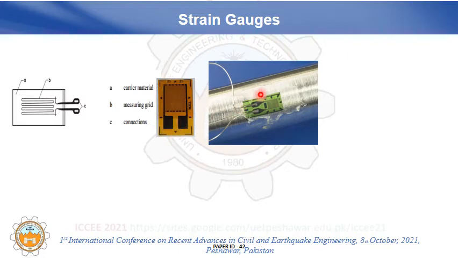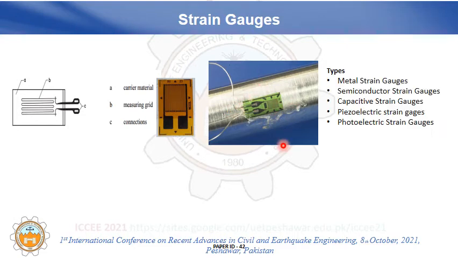This strain gauge is installed on the material to be tested. It should be noted that the strain gauge should make a perfect bond with the material to be tested so that 100% transfer of strains occurs. For this purpose, we use special adhesives. There are five types of strain gauges. One is the metal strain gauge, then the semiconductor strain gauge, the capacitive strain gauge, and two others. The above three, metal, semiconductor and capacitive strain gauges, are very important and are usually used. The remaining two are nowadays not used.